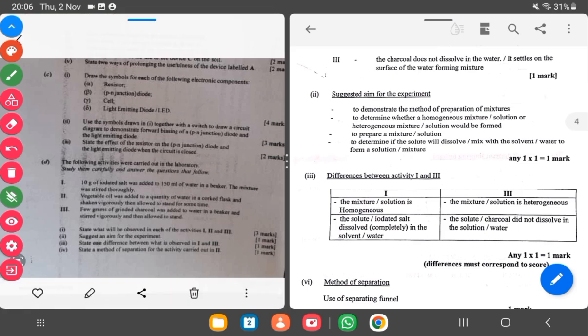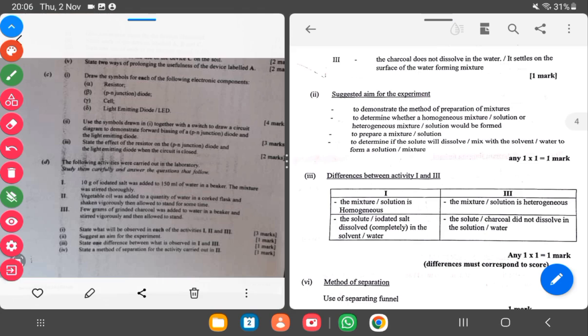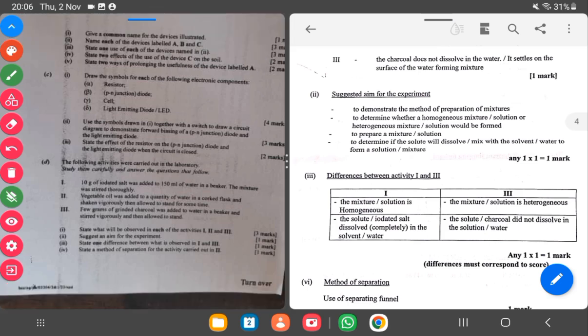Suggest an aim for the experiment. Wow. This is a very unusual way of performing an experiment, where every activity was independent of the other. So the aim is to demonstrate the method of separation of mixtures, to determine homogeneous mixture, heterogeneous mixture, to prepare a solution. So each activity was a preparation of a certain solution.